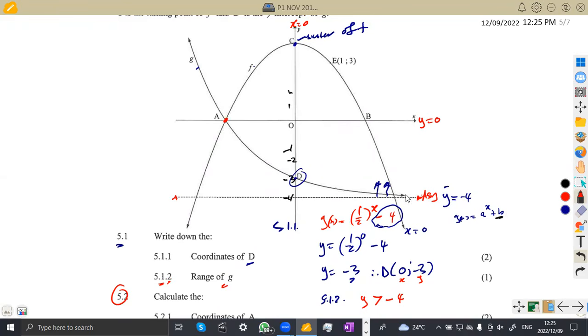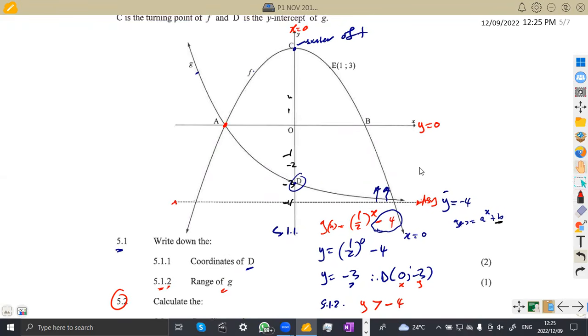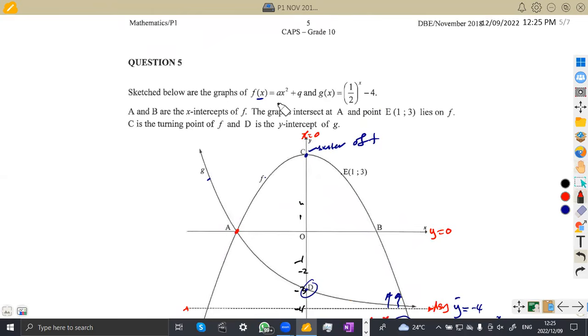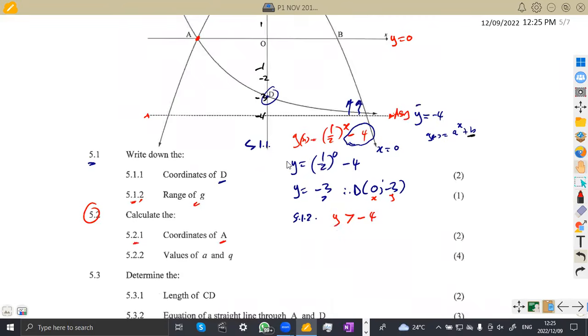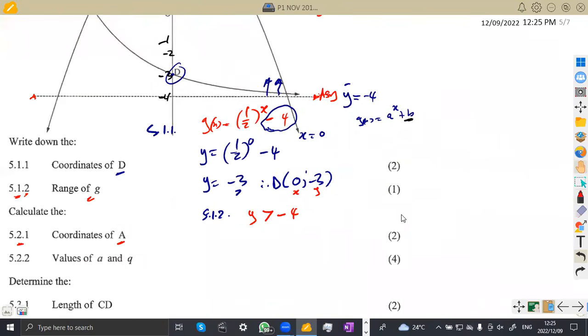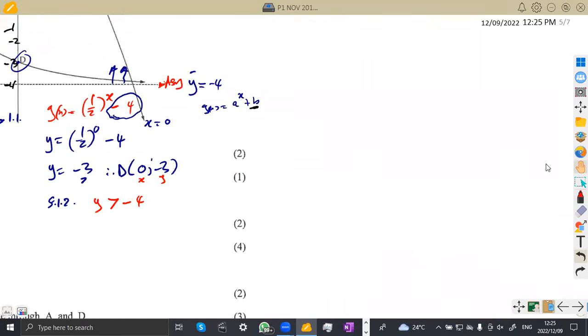So we can take advantage of G since we do not have anything on F. F is simply naked. There is nothing that we can get from this one, so we can utilize what we already have on G. So this is 5.21. Utilizing what we have on G, we can see that g(x) is equivalent to half to the exponent of x minus 4.